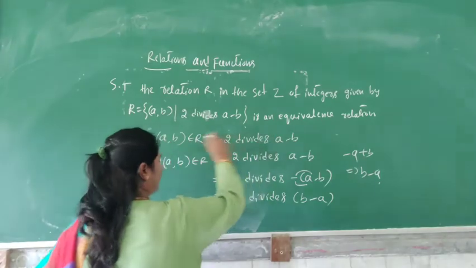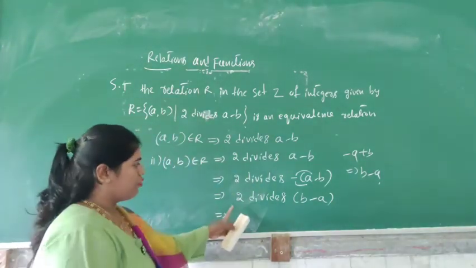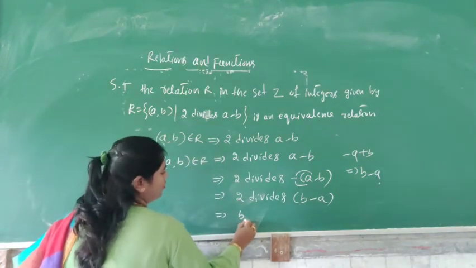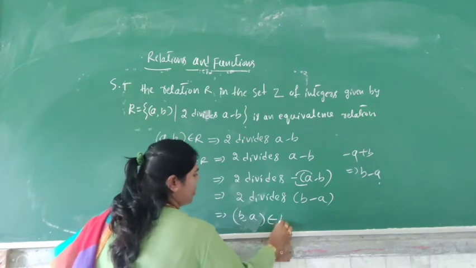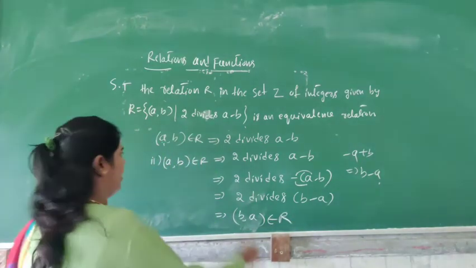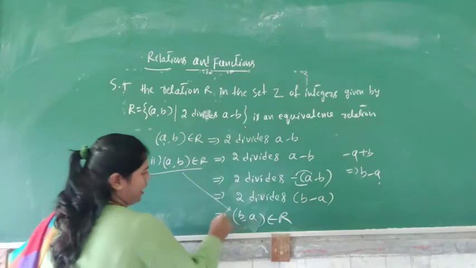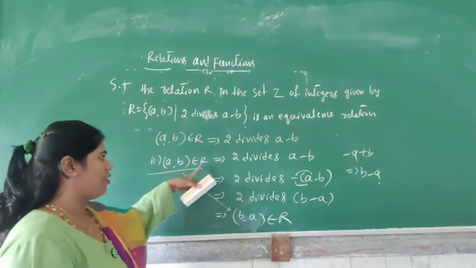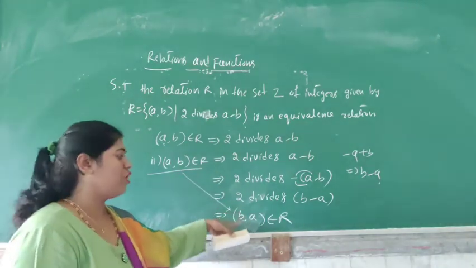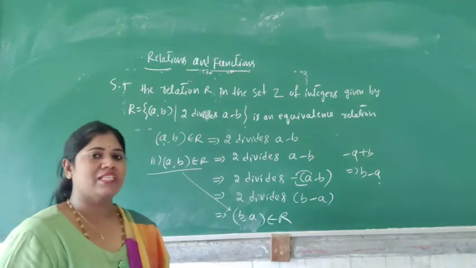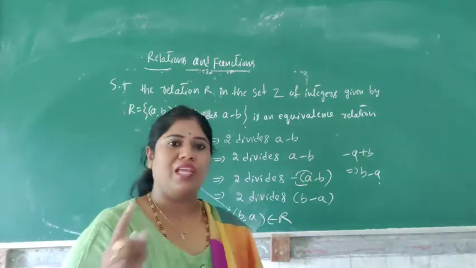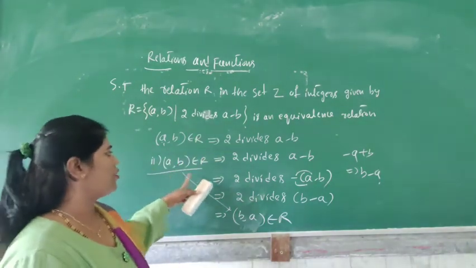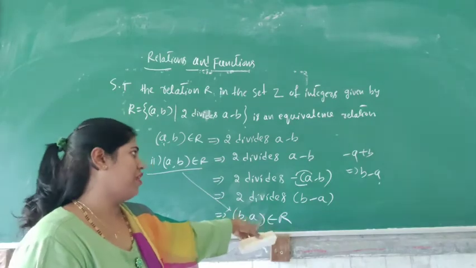If 2 divides a minus b, then (a, b) belongs to R. If 2 divides b minus a, then (b, a) should belong to R. It implies (b, a) also should belong to R. So if (a, b) belongs to R, it implies (b, a) belongs to R. Therefore it is symmetric. Then only it is called symmetric. For all a, b belongs to the set A, (a, b) belongs to R means (b, a) should also belong to R.